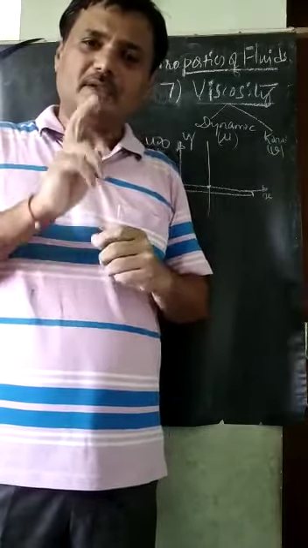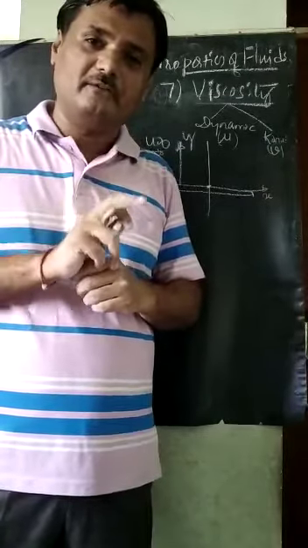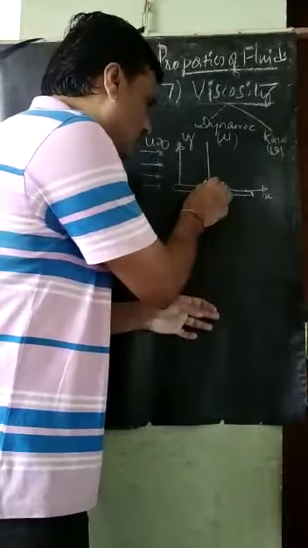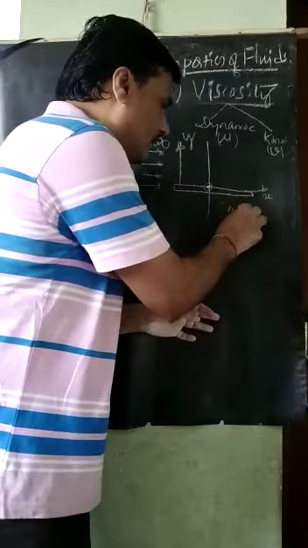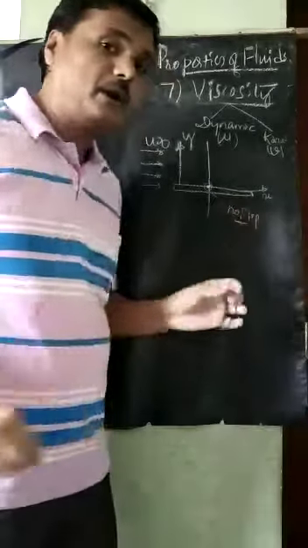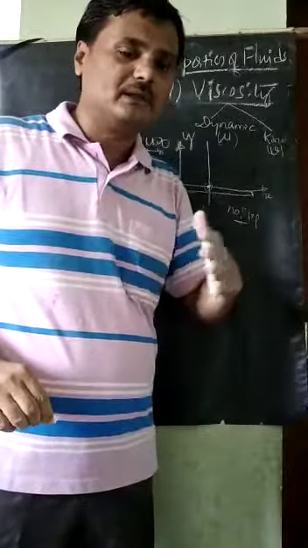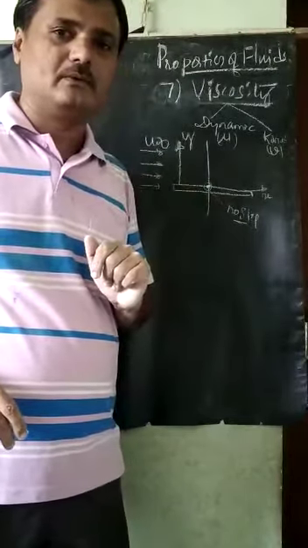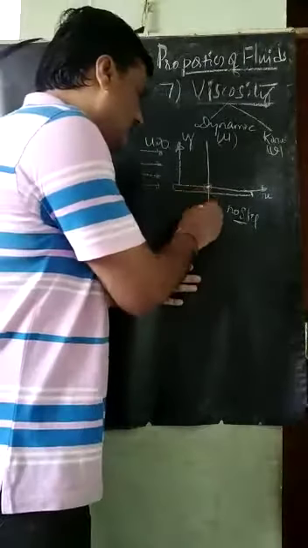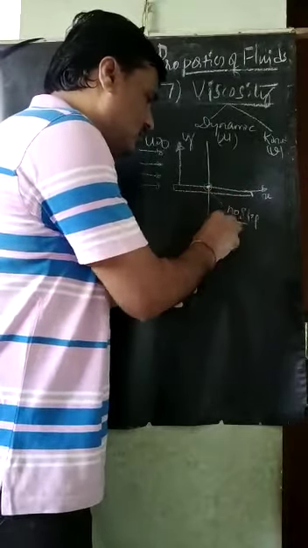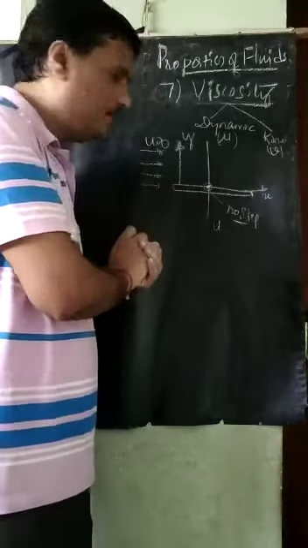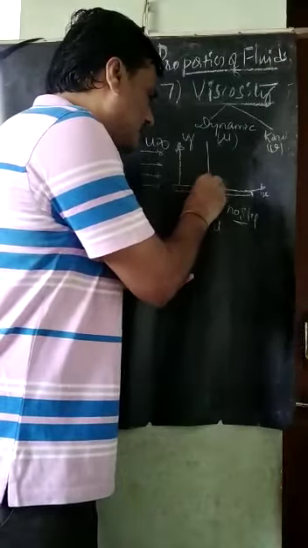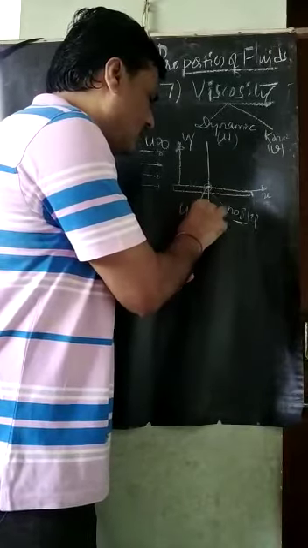Meaning what? There will be the existence of the no slip condition. No slip condition means the particles are not slipping, they are not moving, they remain there only. So the velocity of the particle in the x direction, usually the notation is u, is almost zero at this point. U is almost zero here.